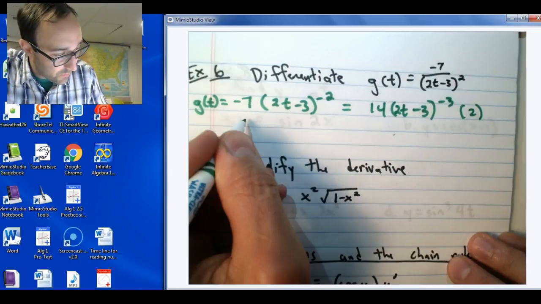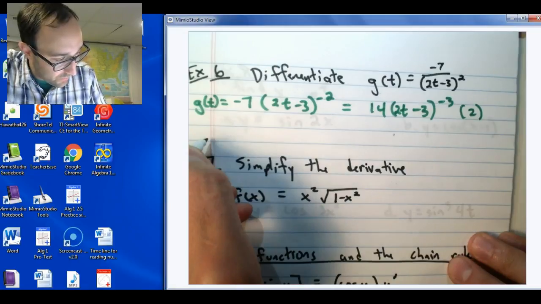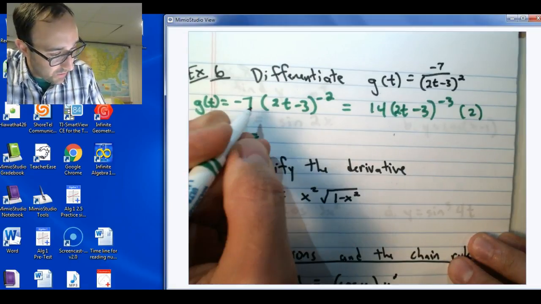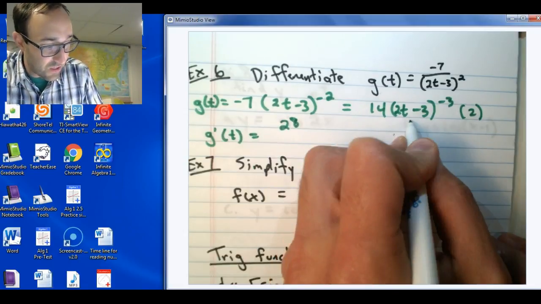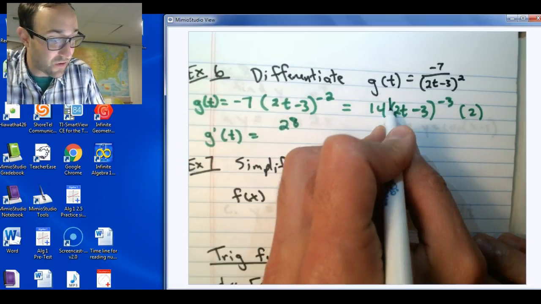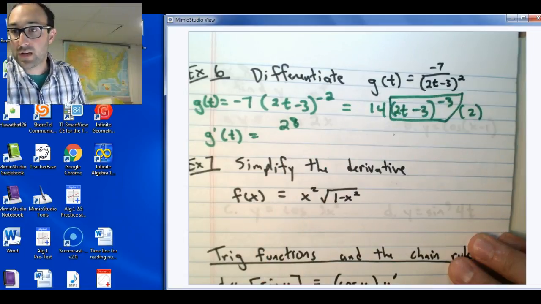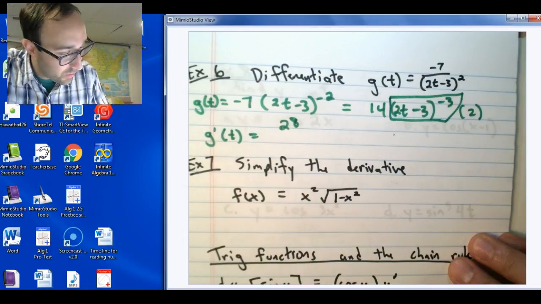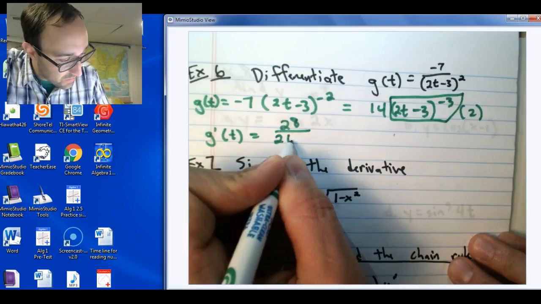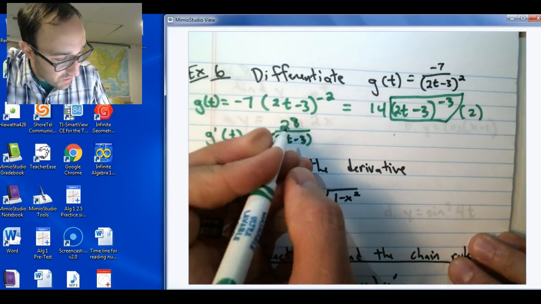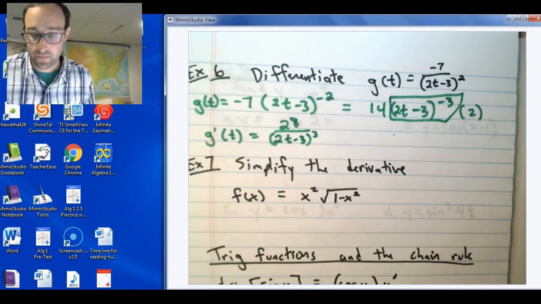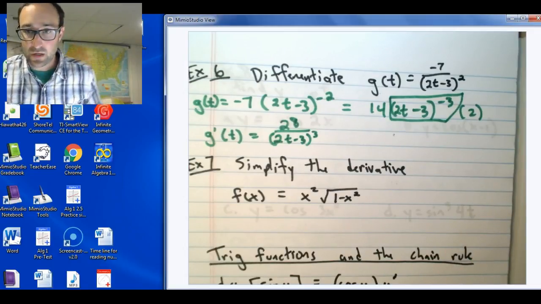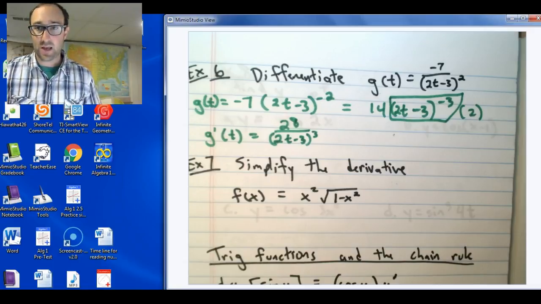Okay, so now we can do 2 times 14. We can say g prime of t equals, and 14 times 2, we get 28. And since this exponent is negative, notice how I didn't put the 14 in the denominator this time. This stuff is going to be the negative, so that means I can put that over 2t minus 3, all in parentheses to the third power, and then we have it all complete. There you go.